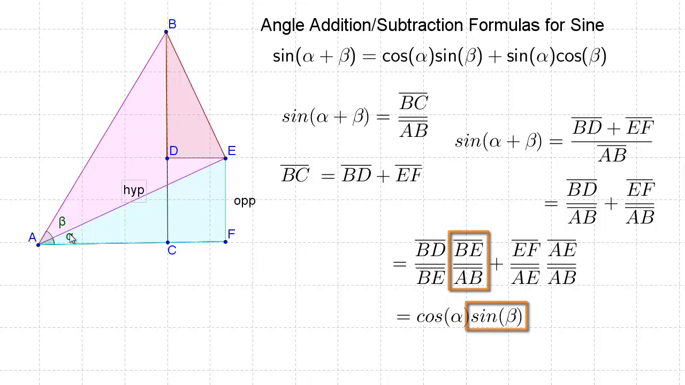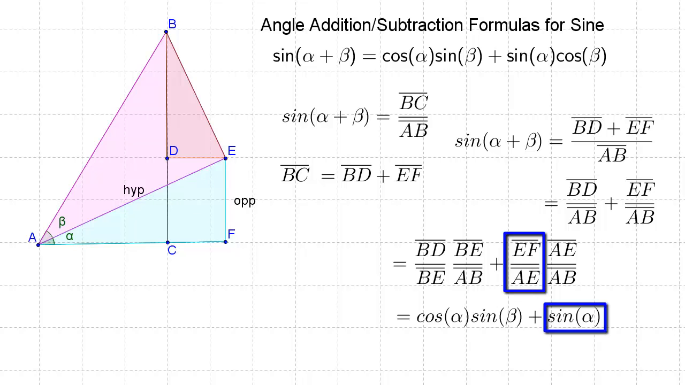Let's focus on EF over AE. EF is the opposite side. AE is the hypotenuse of the blue triangle. So that becomes opposite over hypotenuse, sine. EF over AE is the sine of alpha.